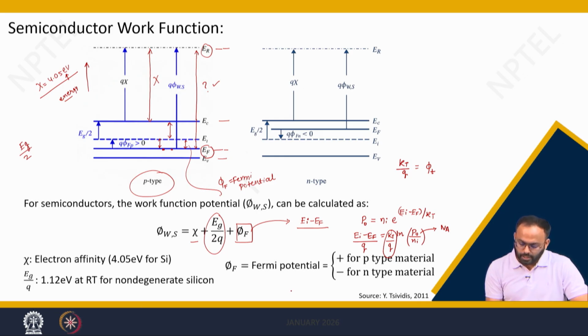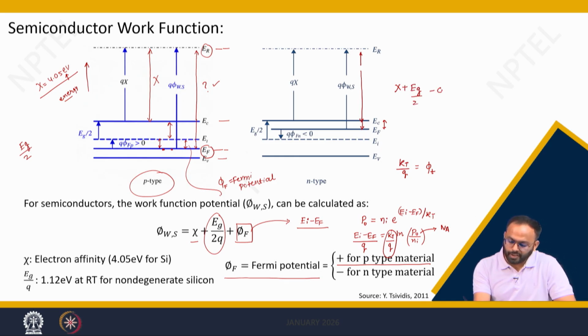For a p-type semiconductor, until and unless stated otherwise, we will consider this Fermi potential as positive. Now what will happen in n-type material? In n-type material, the Fermi level is close to the conduction band, correct. It means if we want to measure the work function, the difference between ER and the Fermi level, it can be written as chi plus Eg by 2 minus phi f, because the Fermi level goes above the intrinsic level. This is the work function of an n-type semiconductor.